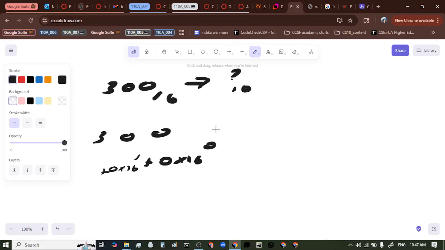plus 3 times 16 to the 2. Okay, so 16 to the power 2 is what? 256, right? Times 3. So 768.